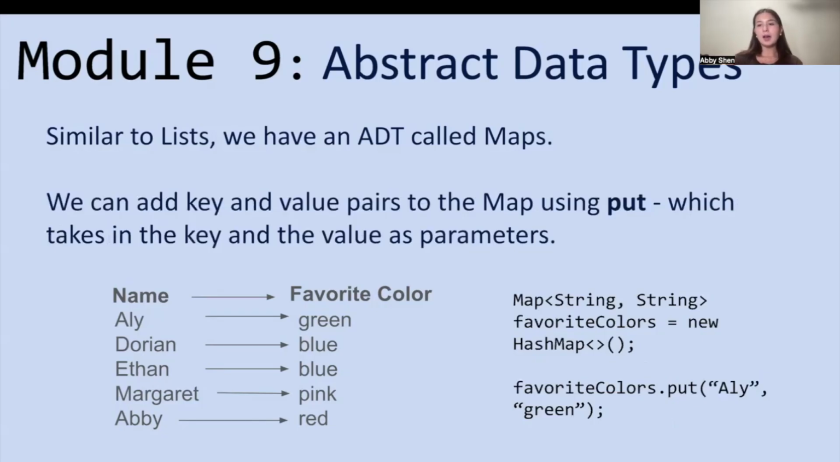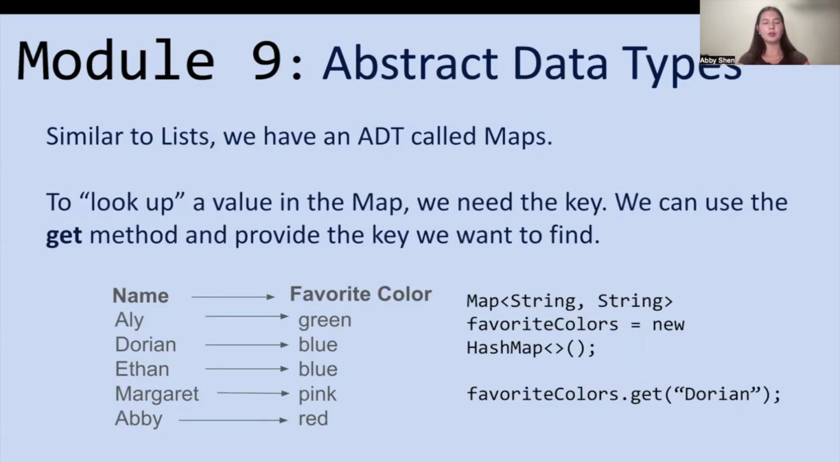So to add key value pairs to a map, we use put. Similar to how we said dot add for lists, for maps we'll be using dot put. The parameters for this are the key and then the value. So in this example, let's say we want to add Ollie to the map and we want to put his favorite color as green. We would say favoriteColors dot put Ollie as the first parameter and then green as the second parameter.